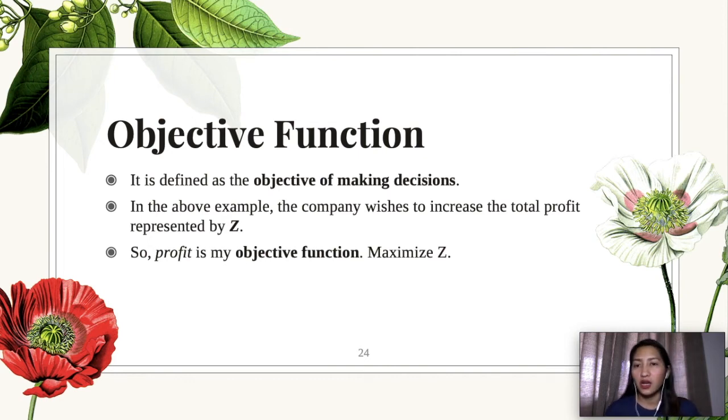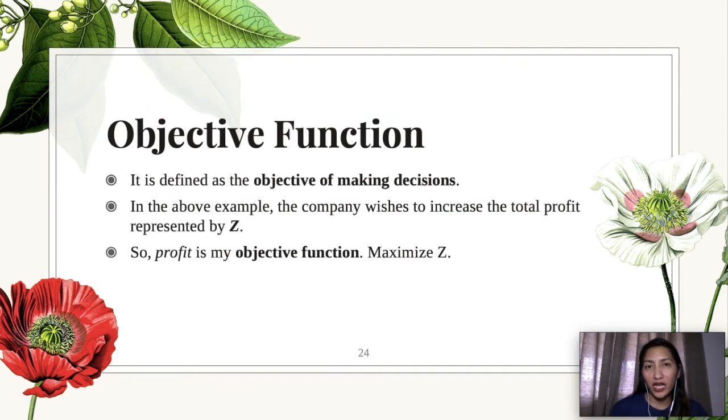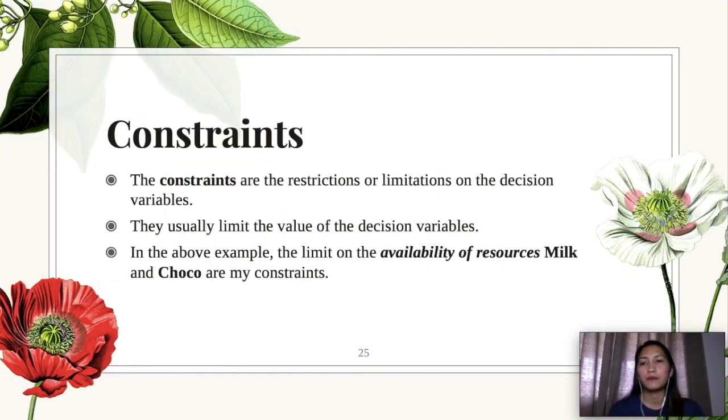So, in our example previously, the company wishes to increase the total profit represented by what variable? Z. So, profit is the objective function, and particularly, we want to maximize our profit. So, you have to devise your objective function. Your objective function in our example a while ago is maximize Z is equal to 6x plus 5y because that determines your profit for each unit.